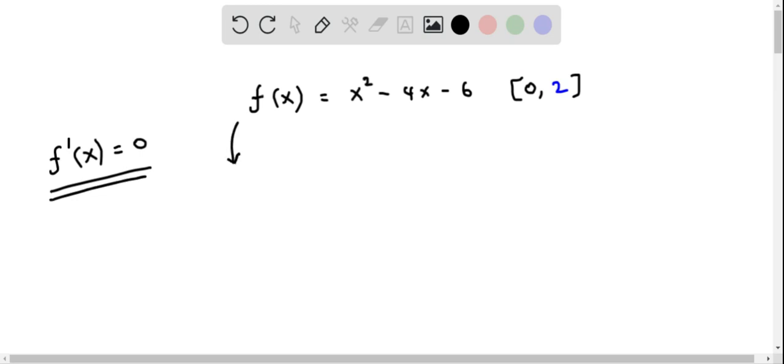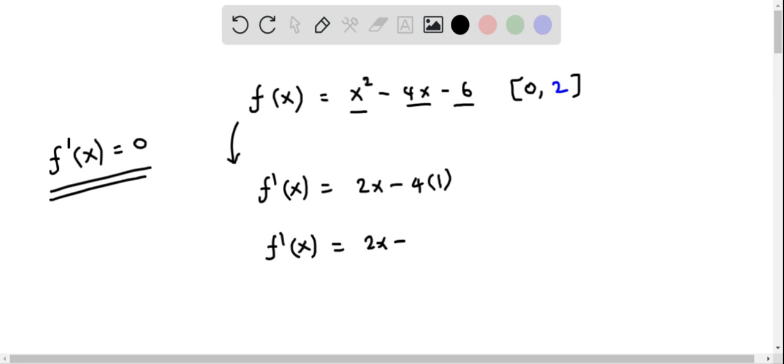So we find the derivative of f of x by differentiating both sides with respect to x. So we have f prime of x equals the derivative of x squared, which is 2x by the power rule, and the derivative of negative 4x is negative 4 times the derivative of x, which is 1, and the derivative of negative 6, which is a constant, is 0. So basically we get f prime of x equals 2x minus 4.